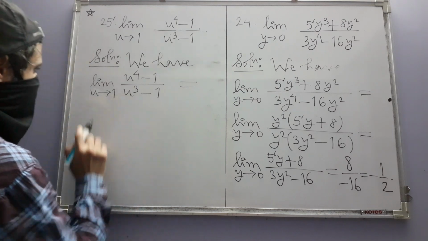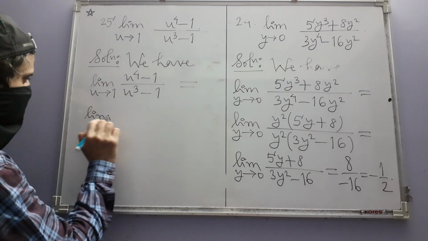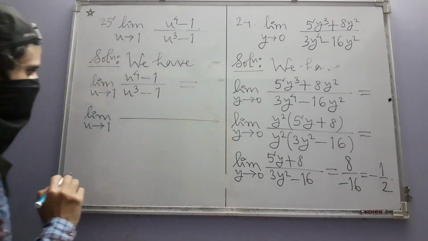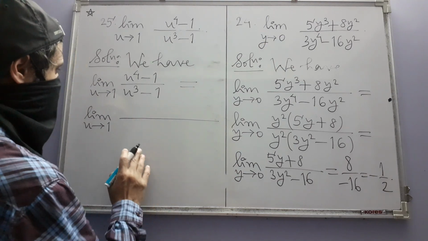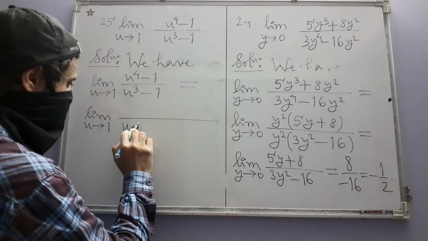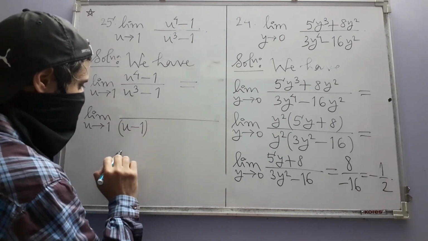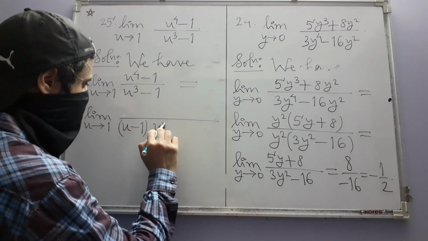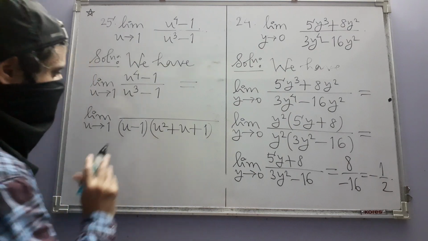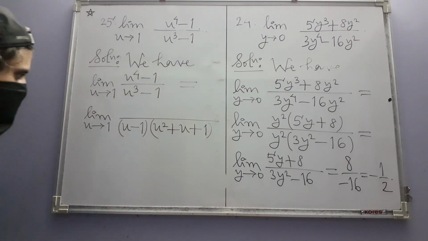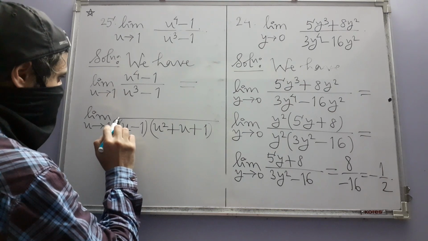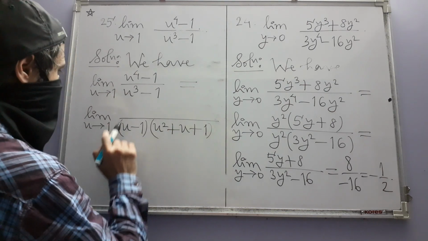U minus 1, and that you can see will come easily in both the numerator and denominator from the formulas that we already know of factorizing such things. For example, this u cube minus 1 can be replaced with u minus 1 times u square plus u plus 1. This is a formula that we already know. Okay. And what about the numerator?